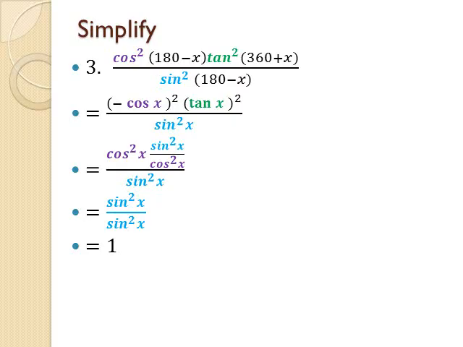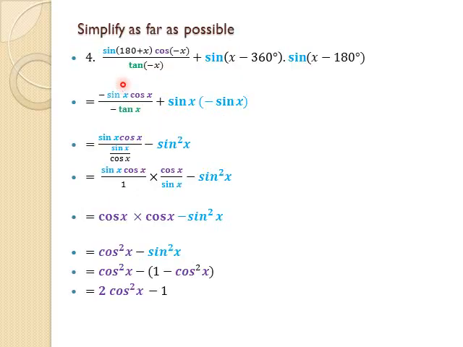Let's look at problem number 4. Right, now I have sine of 180 plus x, cos of negative x, tan of negative x, plus sine of x minus 360 times sine of x minus 180.